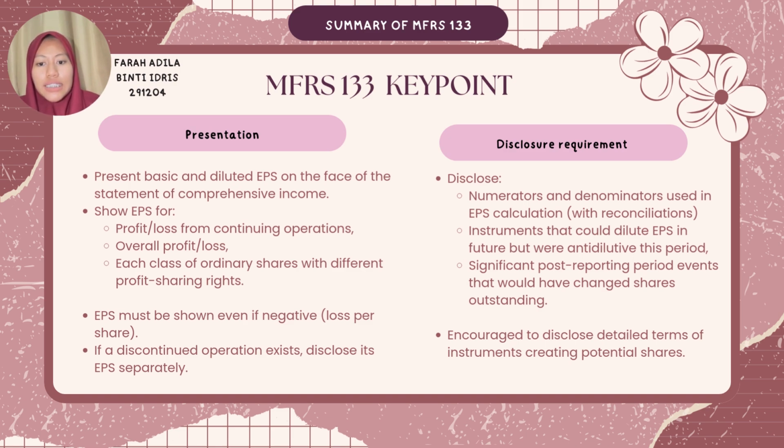And the next one is disclosure requirements. For this, the company must disclose the numerator and denominator used for the EPS calculation. Second, instruments that could dilute EPS in the future, but were anti-dilutive during the reporting period. And the last one is any important post-reporting event that would have changed the number of shares outstanding. And lastly, it is encouraged to also disclose the detailed terms of any instrument that will create potential shares. So this ensures transparency and helps users of financial statements understand the EPS figure better.